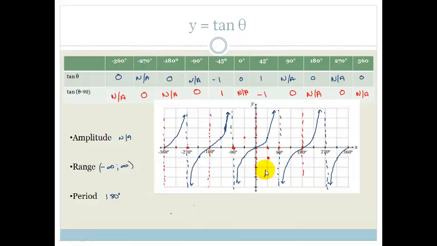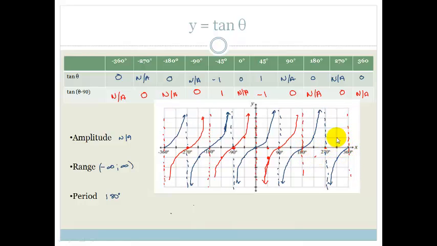So, do you see that this graph is going to be going like this? I apologize for the skew graph. This graph is going to be going like that. This graph is going to be going like this. And finally, you've got an asymptote over here.